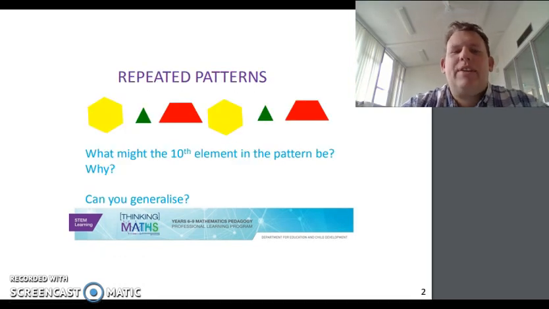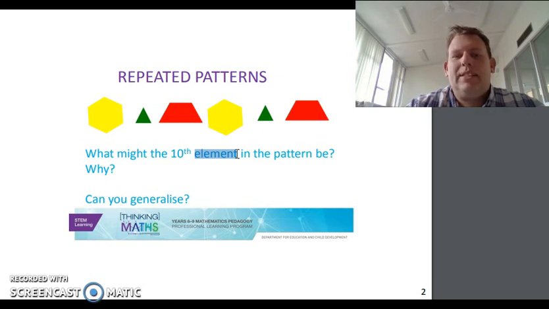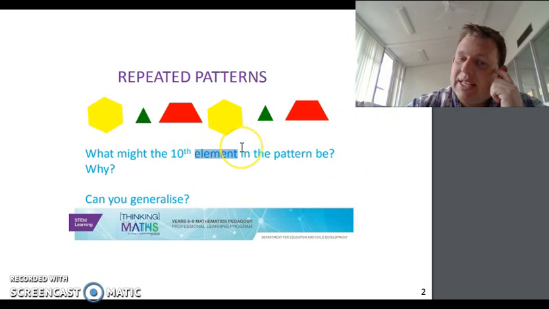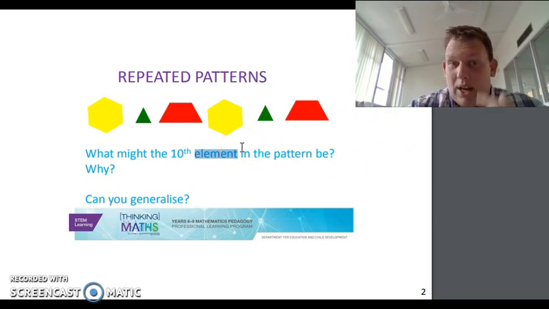Okay, looking at this pattern in front of us, it's called repeated patterns. What might the 10th element in the pattern be? It says element, so what might element mean in this? Maybe discuss with the person next to you what element means, and hopefully you can work something out. Once you've done that, have a think about what the 10th element might be and why. Probably pause me.